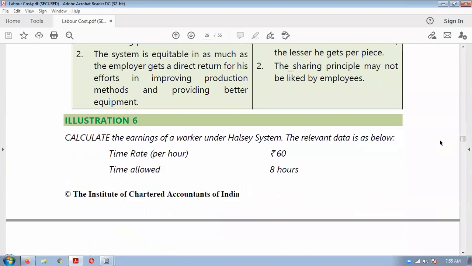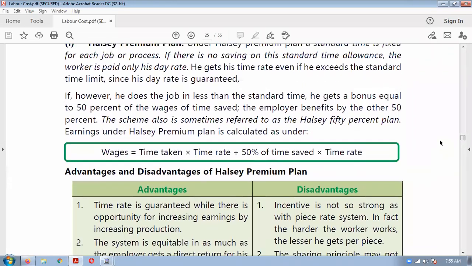So in the last class, we have seen the Halsey plan, how to calculate the wages as per Halsey plan. Halsey plan wages calculation is simple: time taken into time rate plus 50% of time saved into time rate. See how many hours a worker is taking to complete the work and multiply it by the rate given. Then you calculate the time saved by the worker. How will you calculate the time saved? Time allowed minus time taken. Take 50% of time saved and multiply it by the time rate.